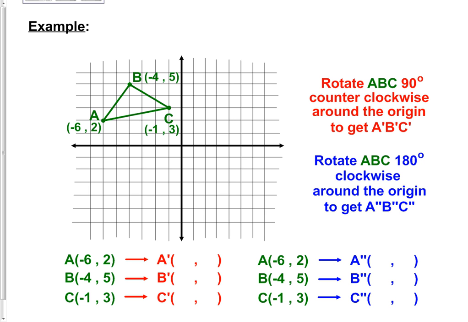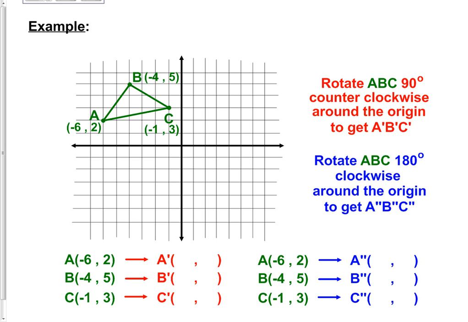You can go back and look at the video if you need to see that work, but you've got the basics: 90-degree rotation, the abscissa and the ordinate swap, watch out on your signs, and then on 180-degree rotation, the abscissa and the ordinate stay the same, and watch out on your signs.